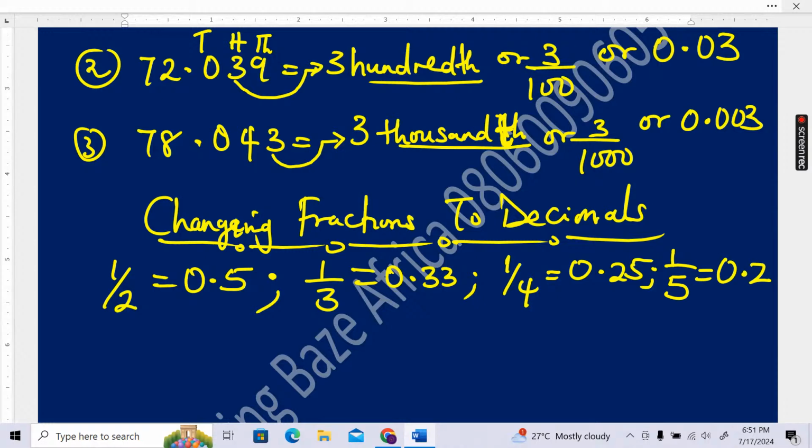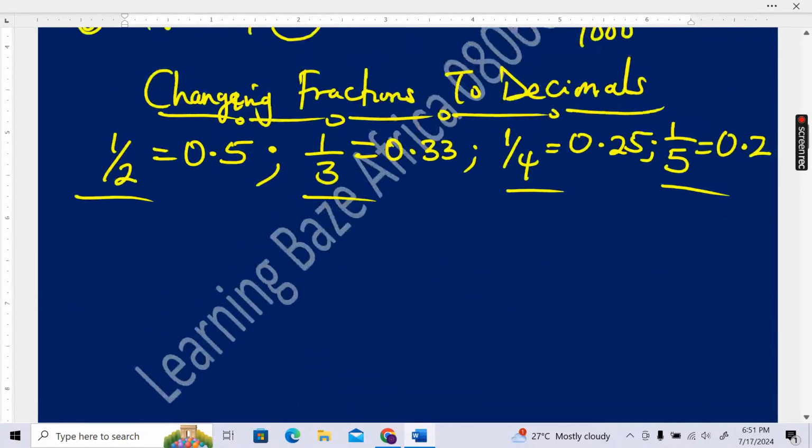So I'm going to be focusing on these fractions: 1 over 2, 1 over 3, 1 over 4, and 1 over 5. Now, there are more things you need to take note of. Anytime you see these fractions, you already know what their decimals will be. When you see half, you know it is 0.5. When you see 1/3, you know it is 0.33 repeating. When you see 1 over 4, you know it is 0.25. When you see 1 over 5, you know it is 0.2.